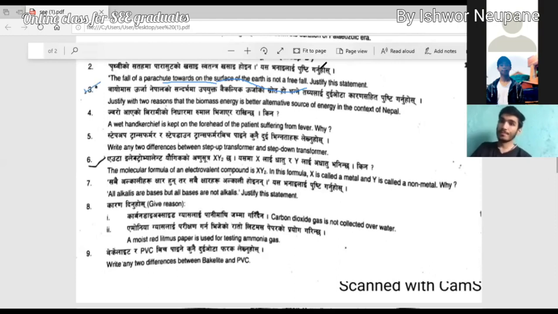Now, we are in question number 3. What does question number 3 say? It says, justify with two reasons that biomass energy is a better alternative source in the context of Nepal.